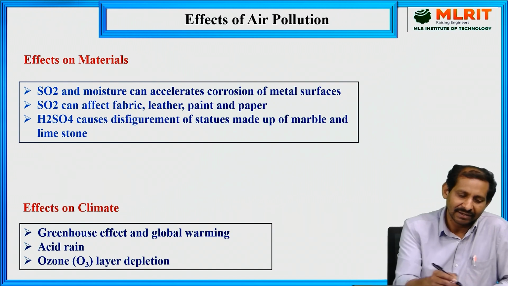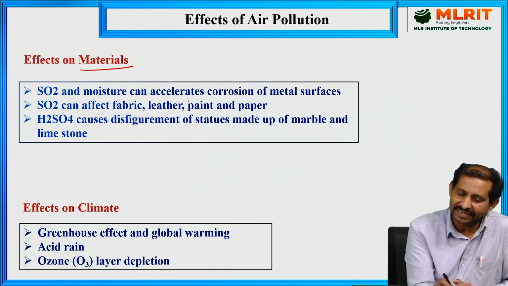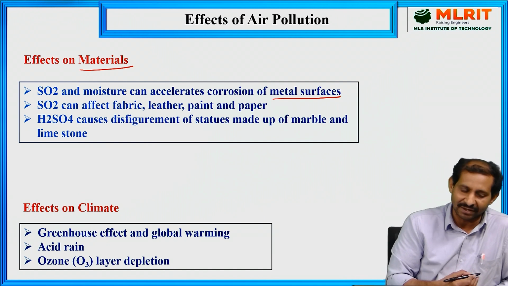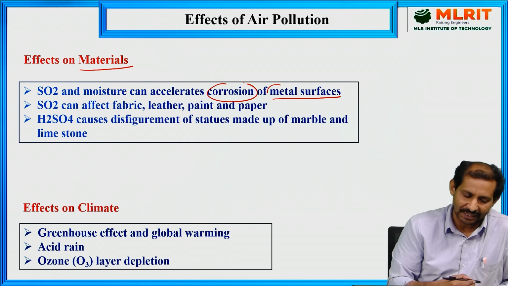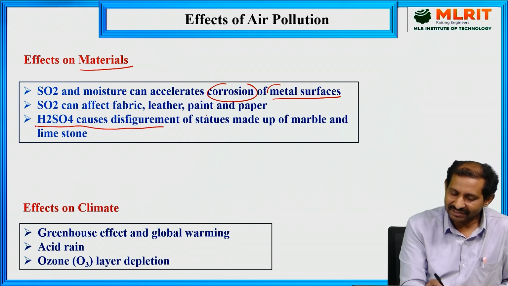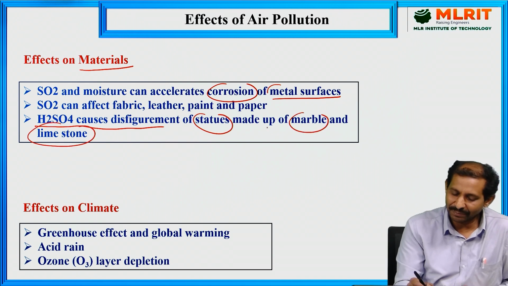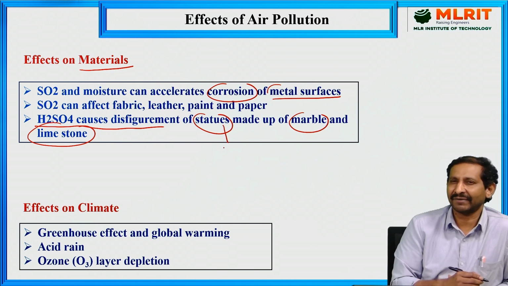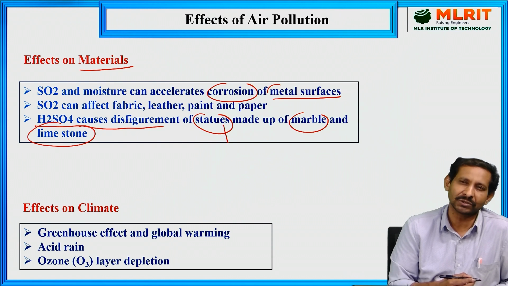And in the next slide, the effects on the materials. Effects on the materials means the sulfur dioxide and the moisture can accelerate the corrosion of the metal surfaces. If more sulfur dioxide is released from the coal, that also causes corrosion. Metal surfaces will be corroded. H2SO4, the acid rain, and some of the statues are made of either marble or limestone. The best example for this statement is the Taj Mahal. Its color will slowly change because the Taj Mahal is mostly constructed from marble stones or limestone.